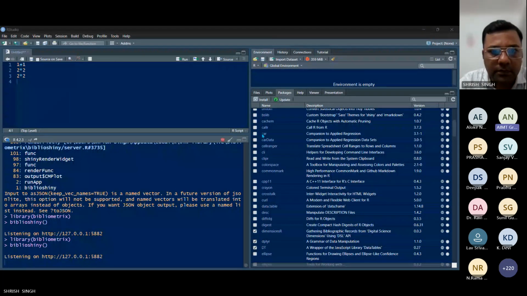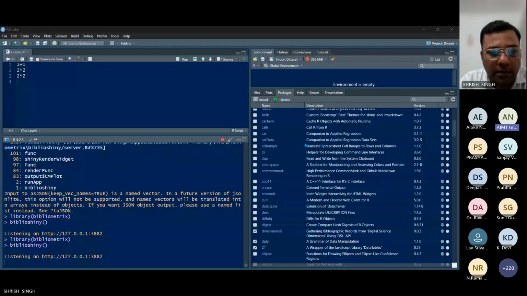When I gave the command, it has opened a new window with biblioshiny, bibliometrics. It's like a web page. It has come, sir. Great. That means you are on the right track, right? Now, biblioshiny, the shiny app for bibliometrics, it is visible.